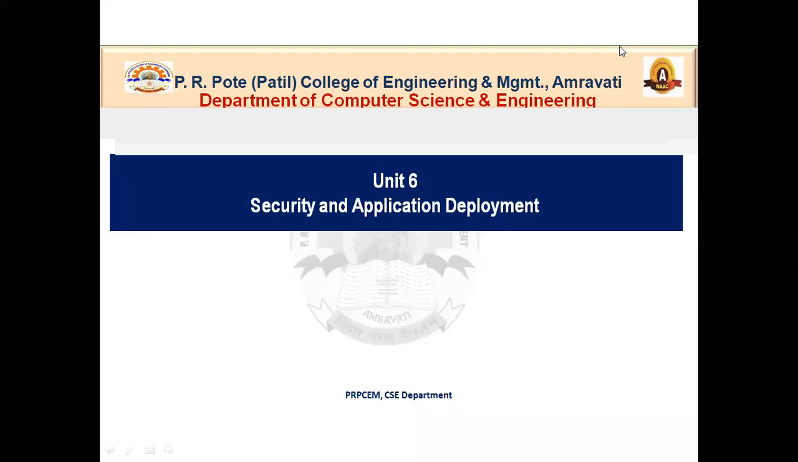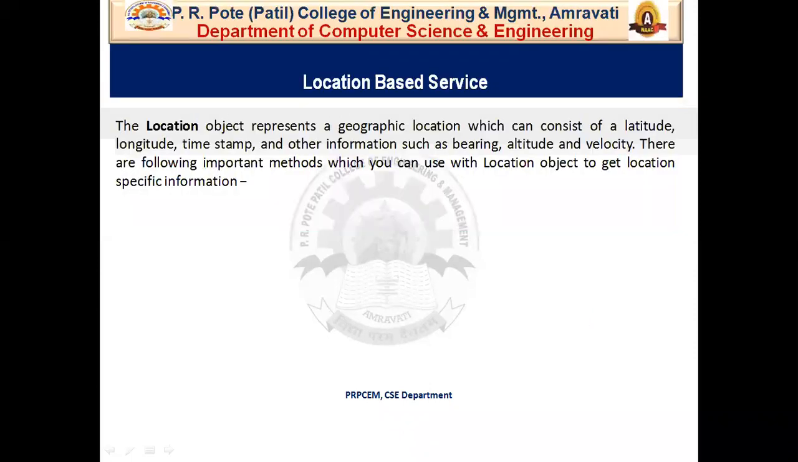Now, in this unit, let's start with discussing location-based services in Android mobile system. So, first of all, what is the location object? The location object signifies a geographic location which can consist of latitude, longitude, and timestamp. Also, it consists of other information such as altitude, bearing, and velocity.